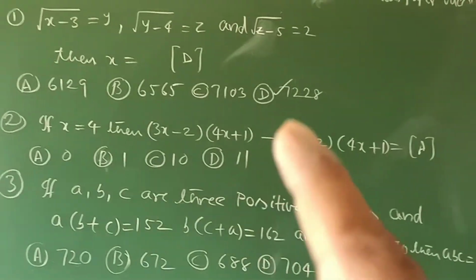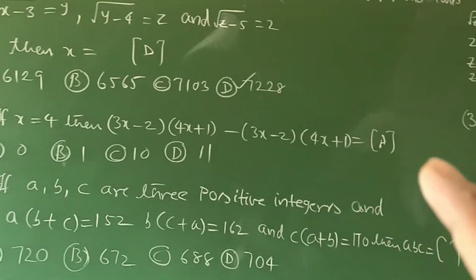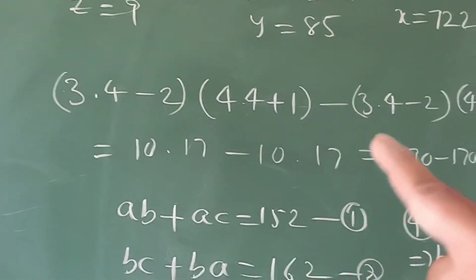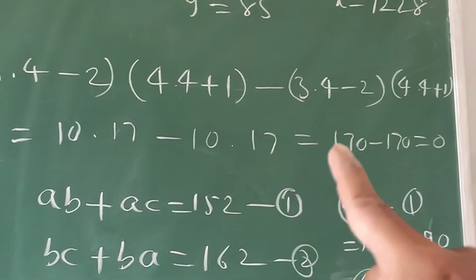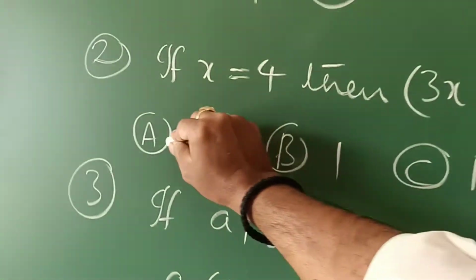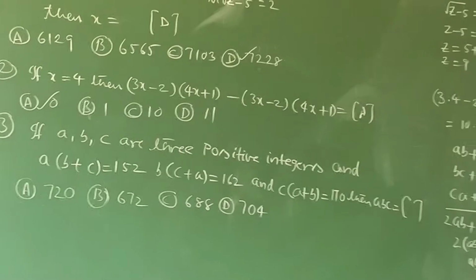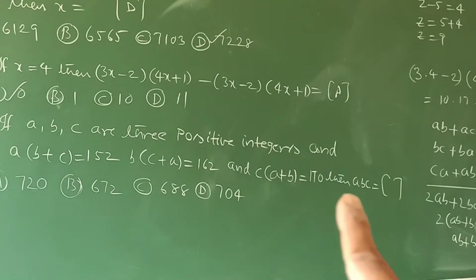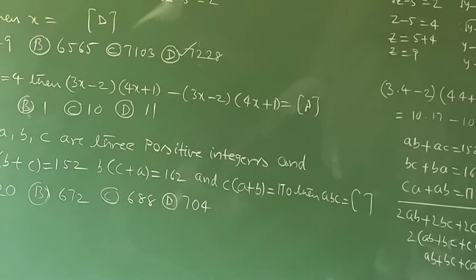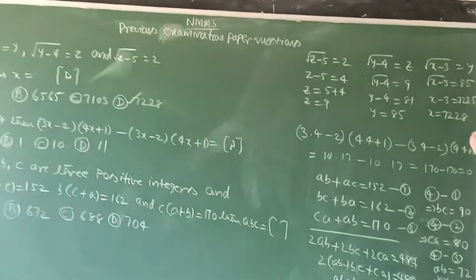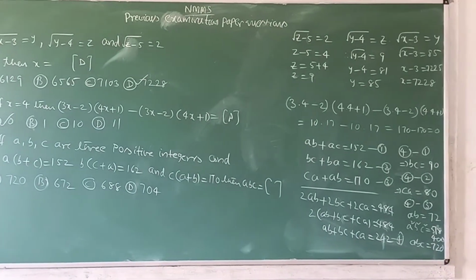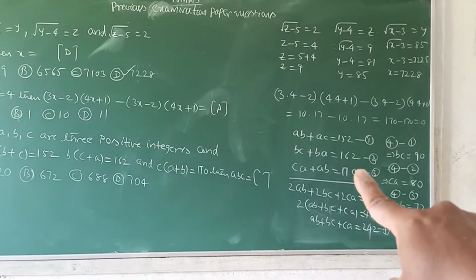If x is equal to 4, then 3x minus 2 into 4x plus 1 minus 3x minus 2 into two integers, then a into b plus c is equal to 152, b into c plus a is equal to 162, and c into a plus b is equal to 170. Then abc is equal to. So therefore ab plus ac is equal to 152, bc plus ba is equal to 162, ca plus cb is equal to 170.